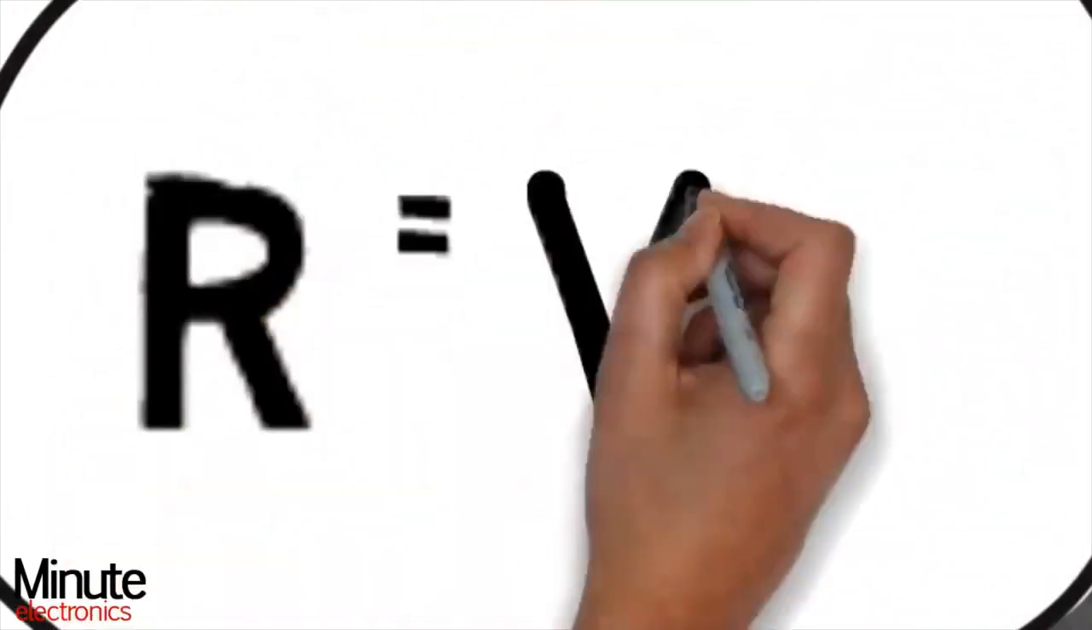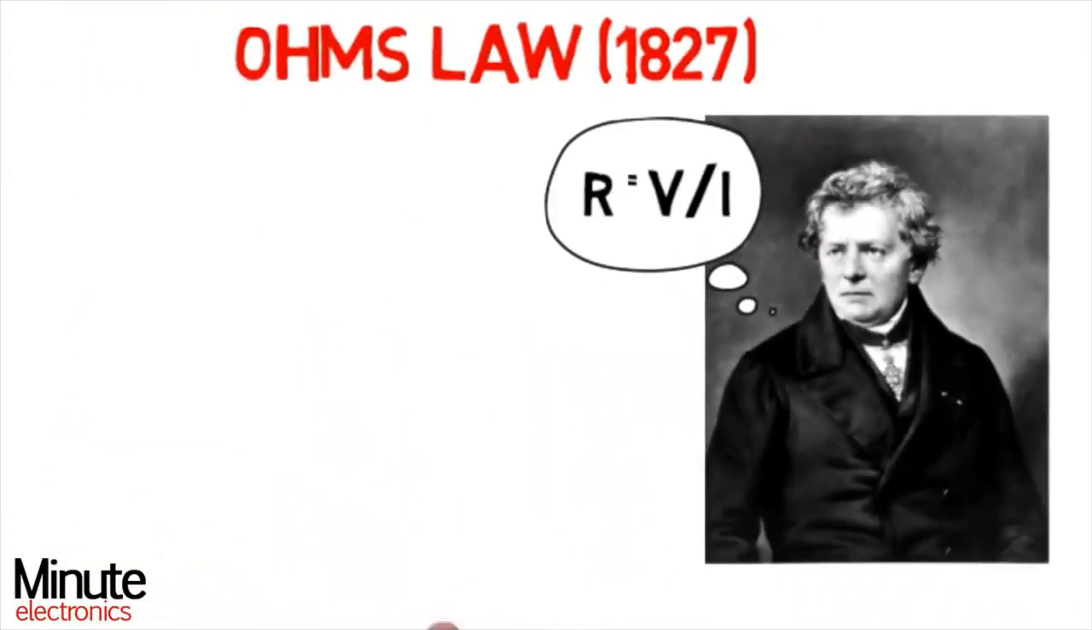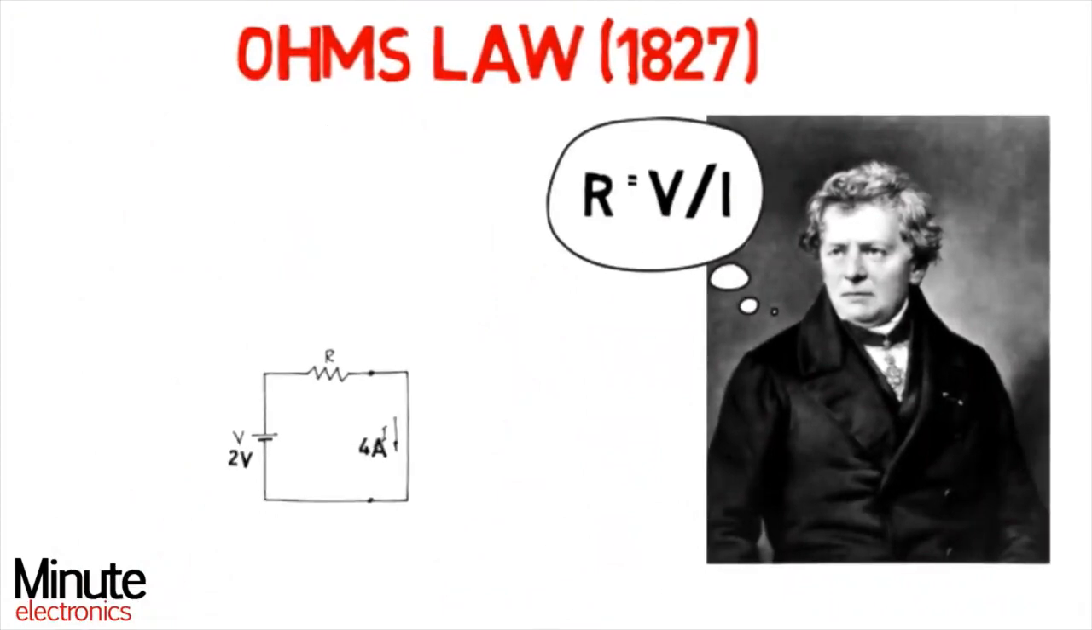That is, electrical resistance is equal to voltage upon current, where voltage is given in volts, resistance is given in ohms, and current is given in amperes. A simple circuit with a battery and resistor can explain it. The voltage source produces a current that is limited by the resistor.